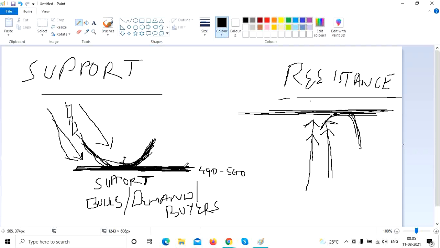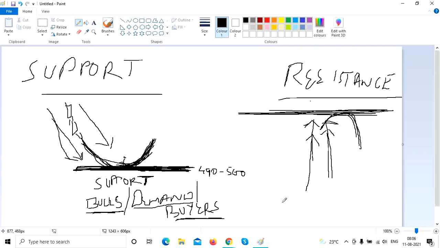Now you have identified a zone called a support zone. This is a territory controlled by the bulls. This is also called a demand zone, a zone where the buyers tend to become active. Now let's take this simple concept and apply it to resistance as well.